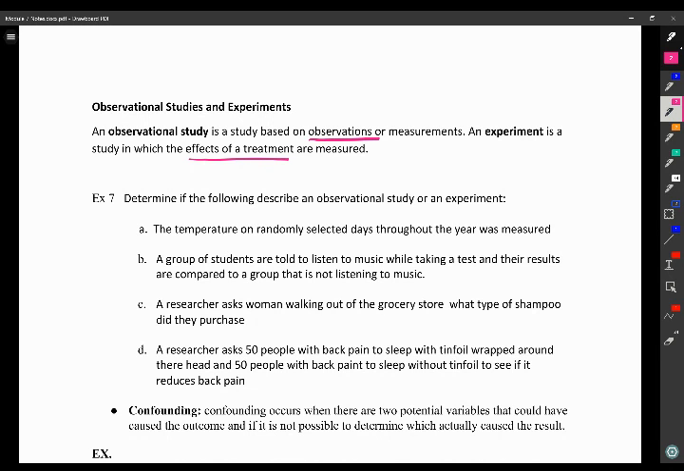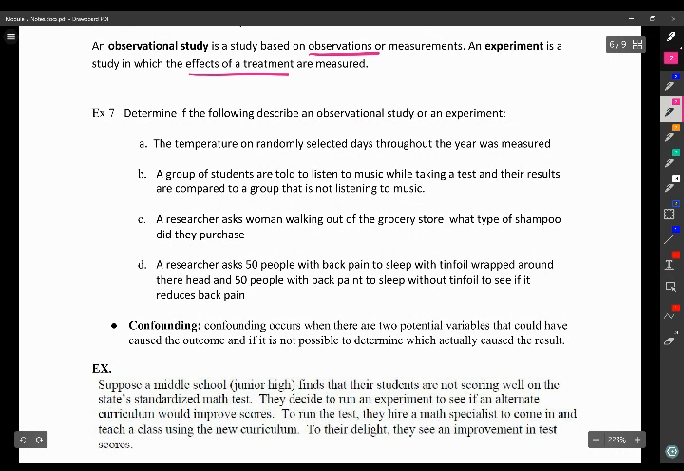Where an experiment is more looking at, if I give you this type of treatment, how does that affect how you feel? So when you look at example 7, they're just talking about some different ideas. If it's a study or an experiment, same idea, you can pause it and then come back and see if you did it right. The temperature on randomly selected days, that's an observation. A group of students who are told to listen to music while taking a test, that's an experiment, because they want to see how the music affects their test scores.